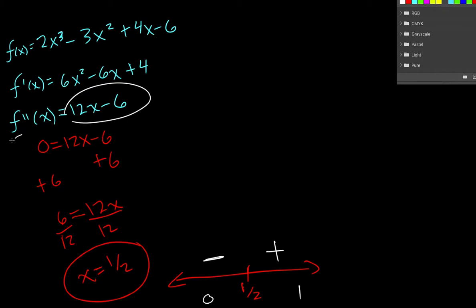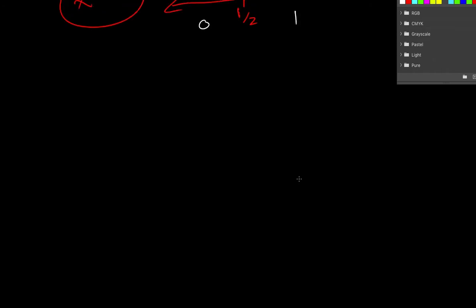Now remember, this is the second derivative, so this tells us about concavity. And so what we're going to have first is that if x is less than or equal to 1/2, we're going to be concave down. And if x is greater than or equal to 1/2, we're going to be concave up. Okay, and let's do one more like this.